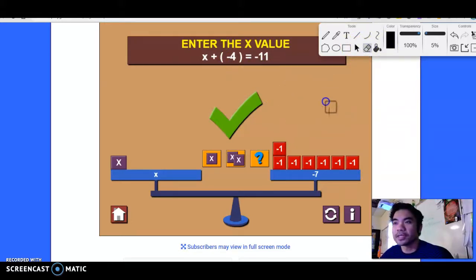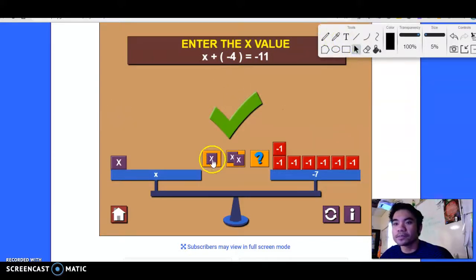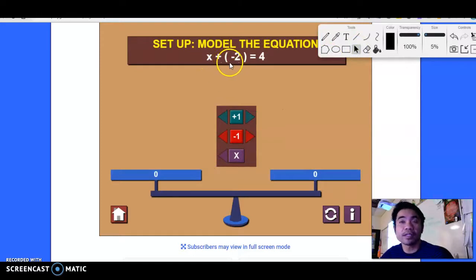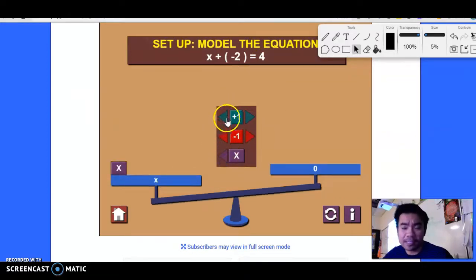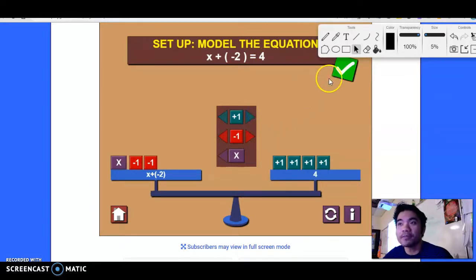Alright, let's do another one. Just erase this very quickly. How about this one? X plus negative 2 equals 4. So whatever is on the left must equal the right. So my left side should be X. My left side should also be negative 2. Negative 1, negative 2. My right side should be positive 4. So positive 1, 2, 3, 4. Okay? Now it's balanced. That's why there's a check sign.